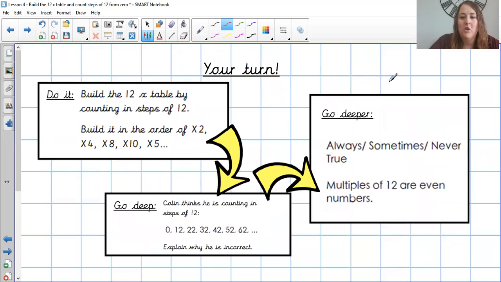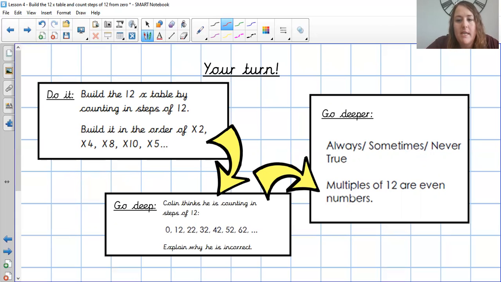Okay, your challenges for today then. Your do it today is to build the 12 times table by counting in those steps of 12. If you could use those 4 or 5 different colors and build it in the order of 1, 2, 4, 8, and then 10, 5, and then the 3, 6, 12, and go up like that, that would be brilliant. Your go deep is then a Colin problem. Colin thinks he is counting on in steps of 12. Explain why he is incorrect.